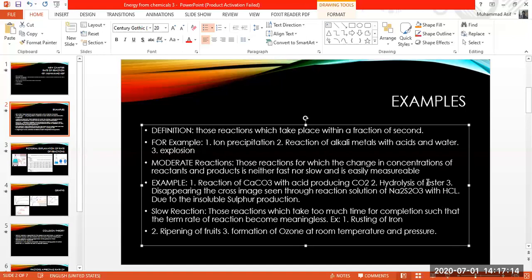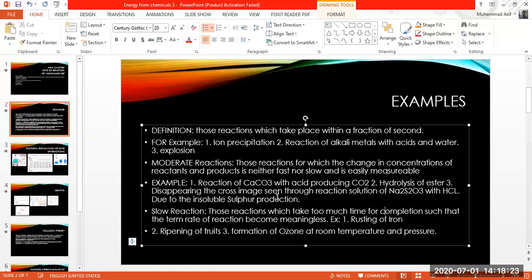Second example is hydrolysis of ester. We know that ester is formed by the chemical reaction between carboxylic acid and alcohols. Now, these esters can be hydrolyzed, and on hydrolysis, ester will produce the same alcohol and carboxylic acid. That reaction can easily be monitored. The third one is the disappearing of a cross image seen through the reaction solution when sodium thiosulfate and HCl react. This disappearance of the cross is due to the production of insoluble sulfur. As the rate of all these reactions can easily be calculated, these are called moderate reactions.